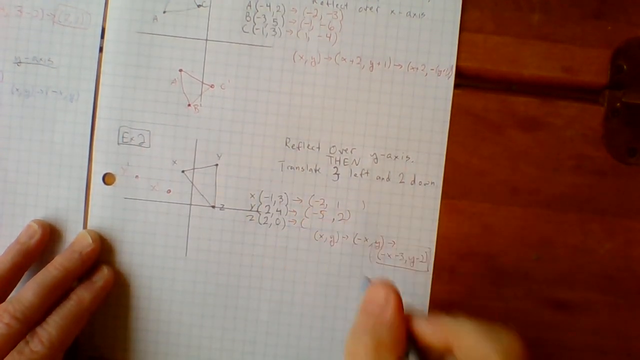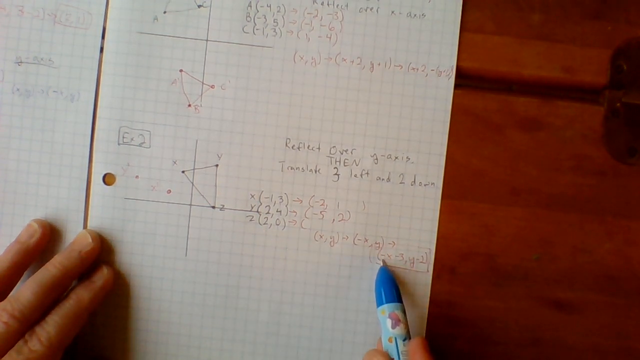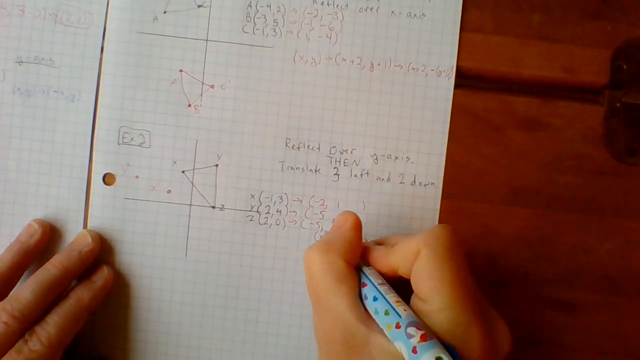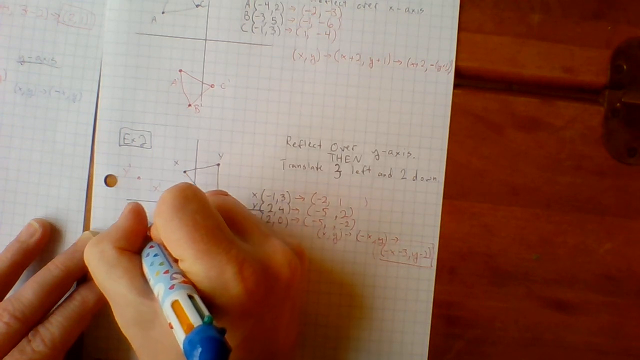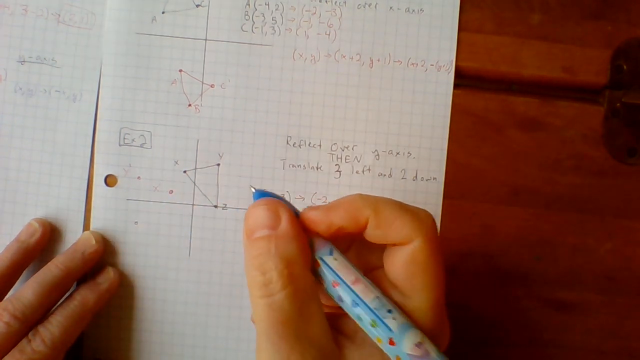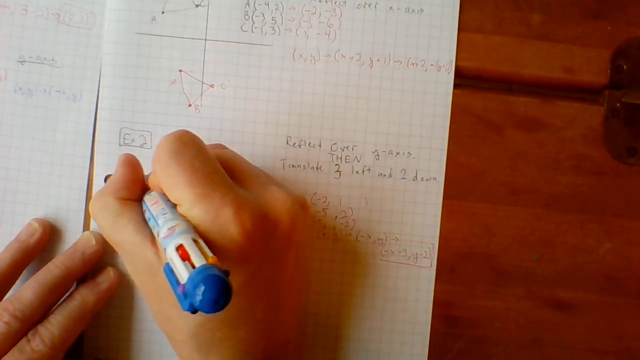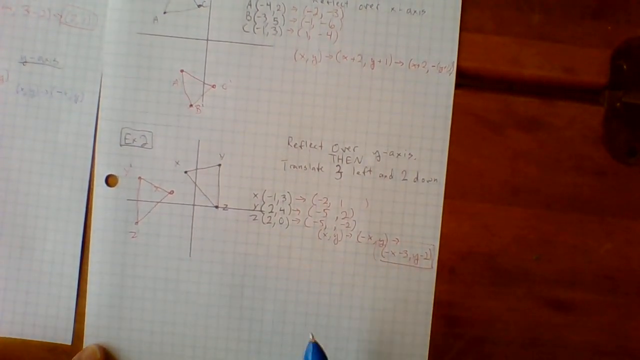And then finally with Z, which is at 2, 0, I flip the sign to negative 2 and subtract 3, so that's negative 5 again. And then I do 0 minus 2, which is negative 2. Negative 5, negative 2. And there's Z. Okay, so look at that. I got a new triangle, and it matches this old triangle. But I used a mapping to find it.